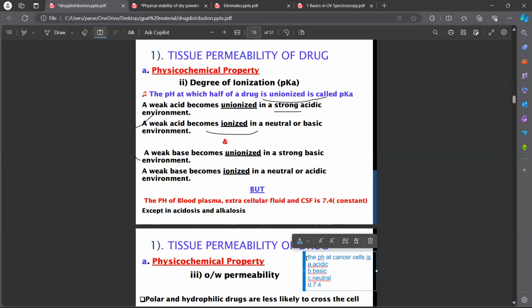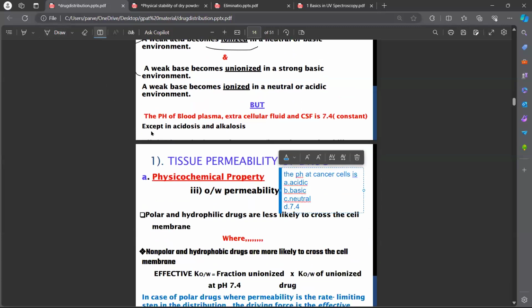Answer this question: the pH surrounding the cancer cells is acidic, basic, neutral, or 7.4. Come on, everyone must answer this question.